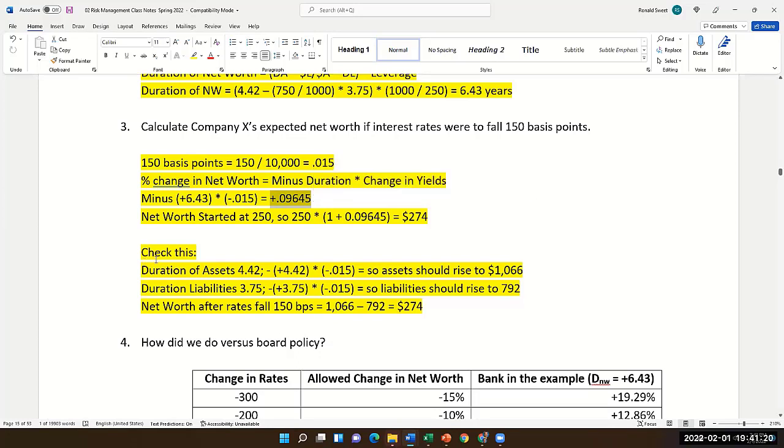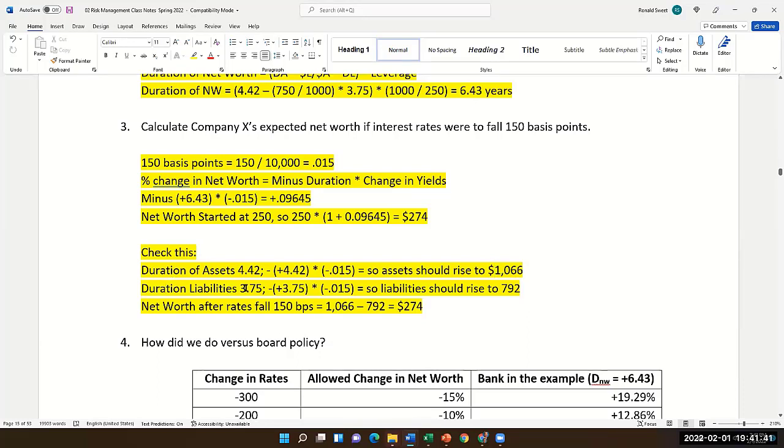Now, how can we check that? Well, what would the assets have done? So the duration of assets is 4.42. So minus 4.42 times 0.05. That would give you assets going up 6.6%, or jumping from 1 billion up to $1.066 billion.